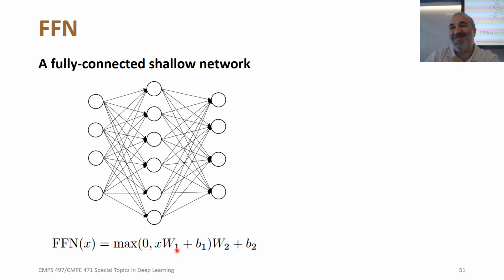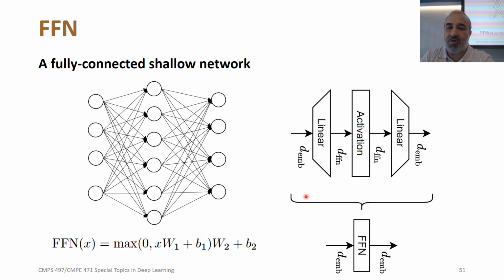The ReLU function is applied to the output of the neurons. And what is W2? This is the second weight matrix. B2 are the biases of the output. Okay, so that's the fully feed-forward network. FFN means feed-forward network. And we can also see it that way.